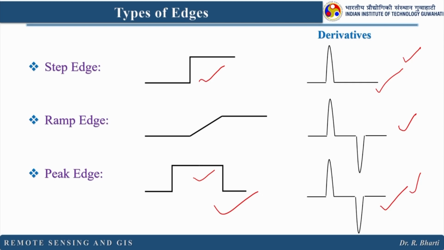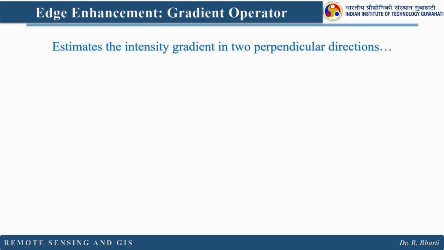Let us see what we mean by gradient operator. Here you can see there are different types of edges present and what their behavior is in derivatives. Basically here we are going to identify the change in the intensity with respect to gradient, right? So let us see what we mean by gradient operator. It estimates the intensity gradient in two perpendicular directions. I will show you some photographs and then it will be very clear how we are going to do this on the real image, right?